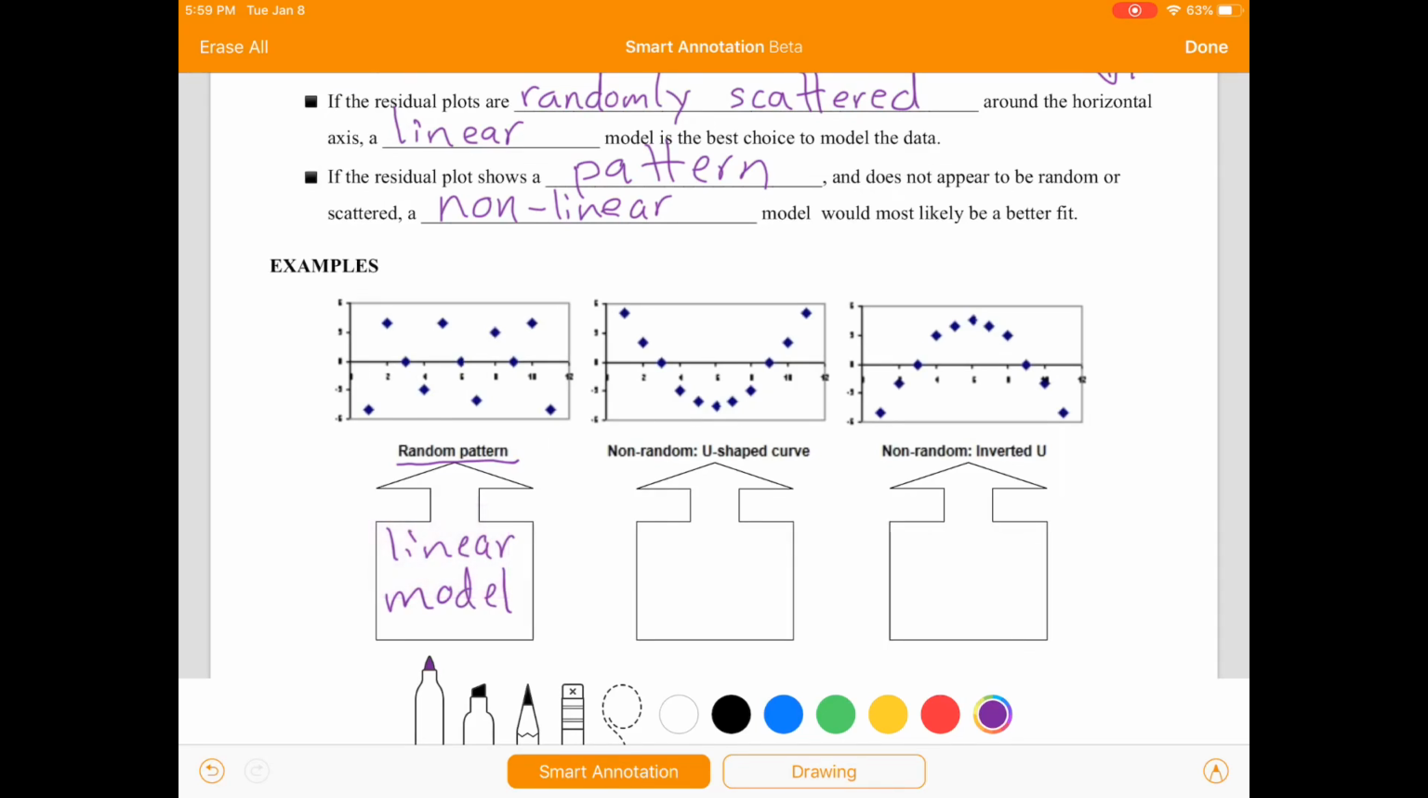For the second one, there's a distinct U shape in between the residuals. So because there is a pattern, then our line of best fit is going to be a non-linear model. Same thing with number 3. There's a distinct pattern of an inverted U shape. So our line of best fit is going to be a non-linear model.